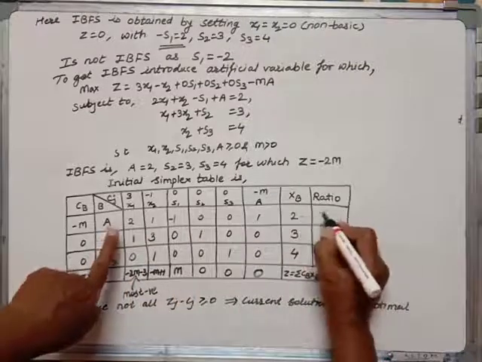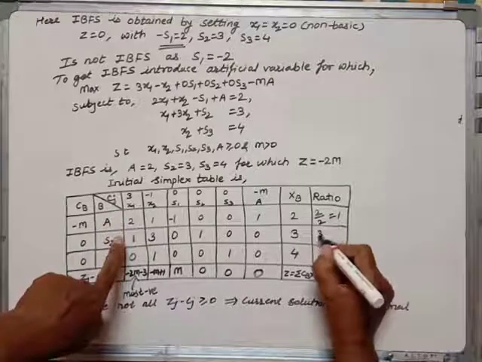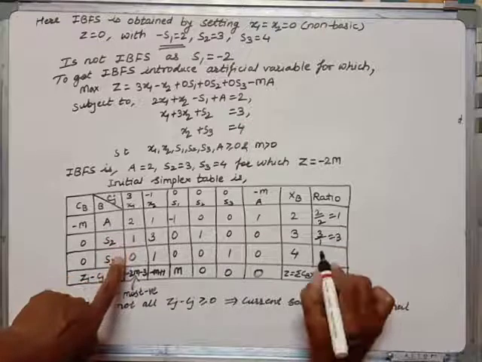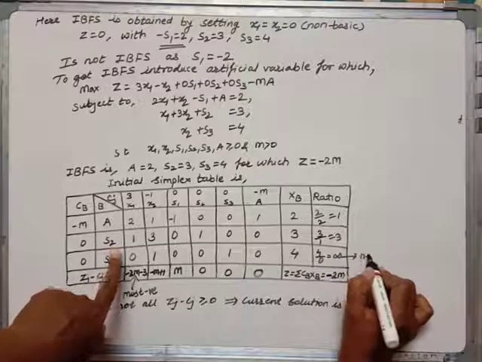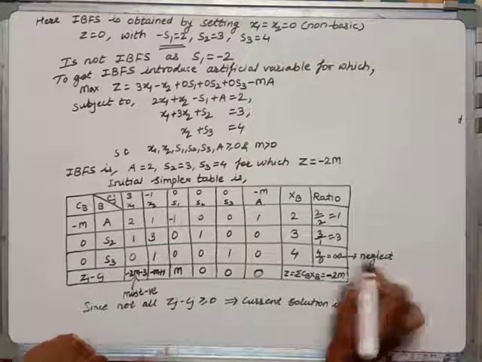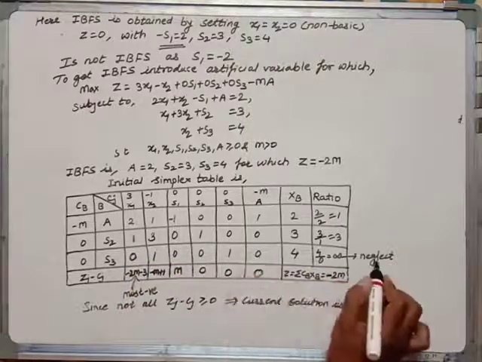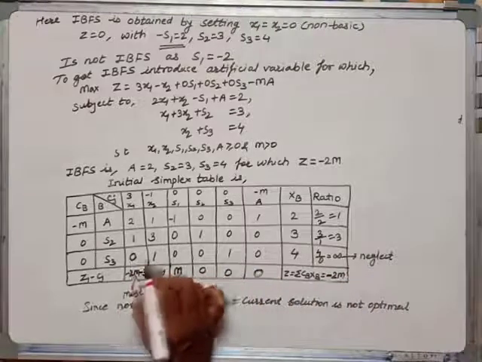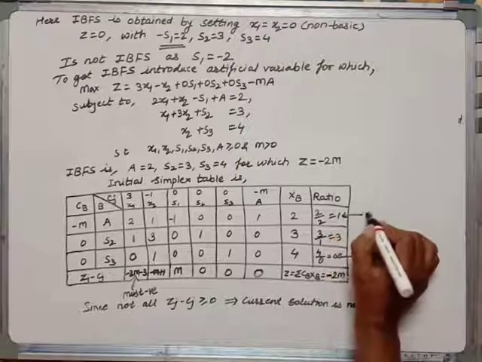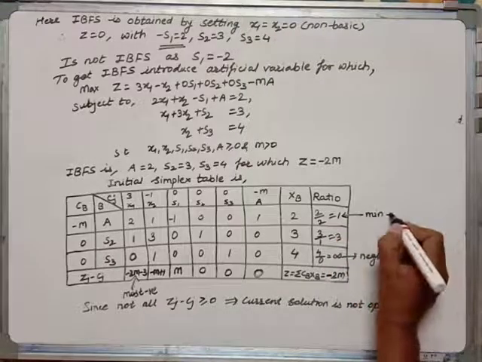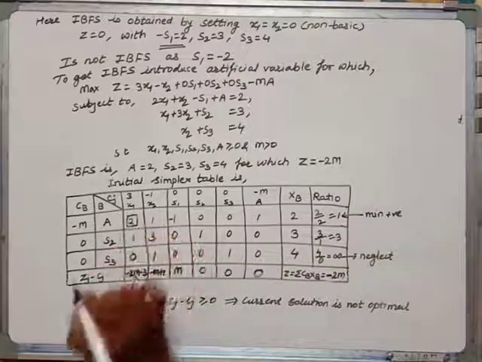So now ratio 2 by 2. So this is 1. 3 by 1. So this is 3. And this is 4 by 0. So it will be infinity, and we have to neglect it. Already I had taught you, if some entries are negative, then that ratio also we have to neglect, and if some entry is 0, that also we have to neglect here. So this is the minimum positive, 1. So this 2 is our pivot element.